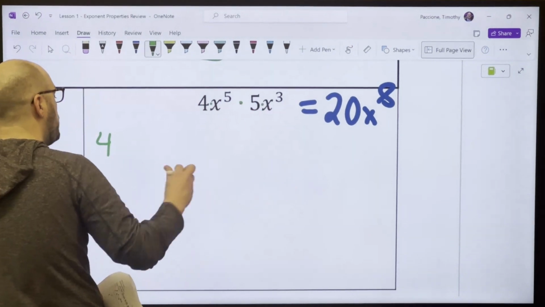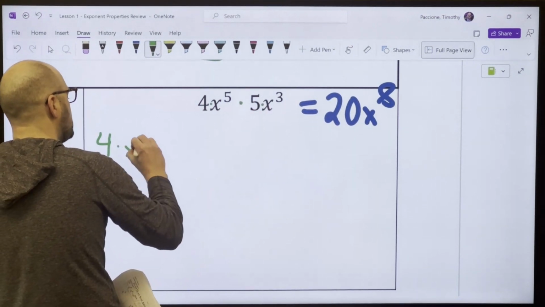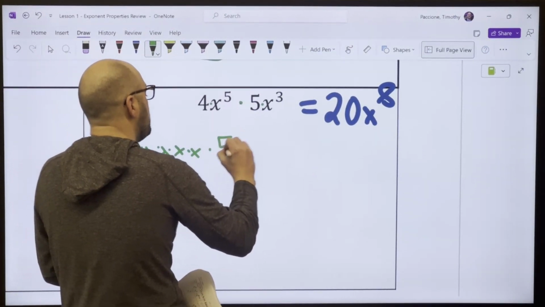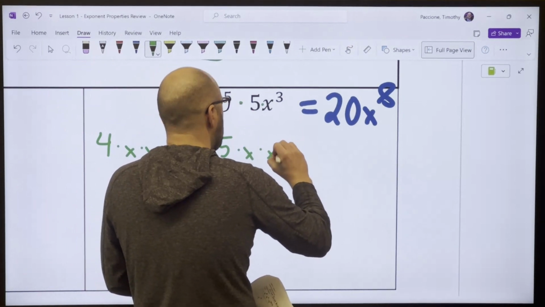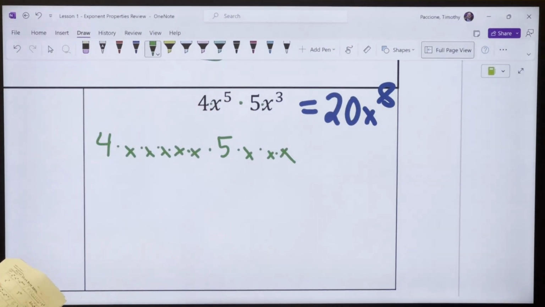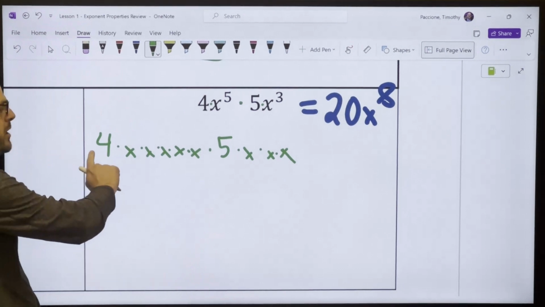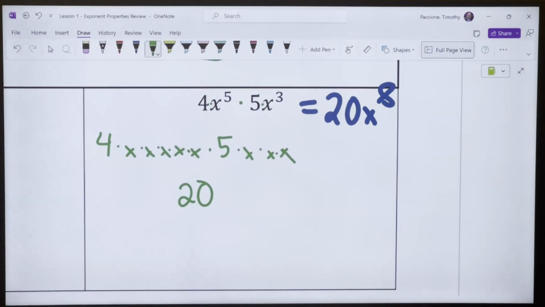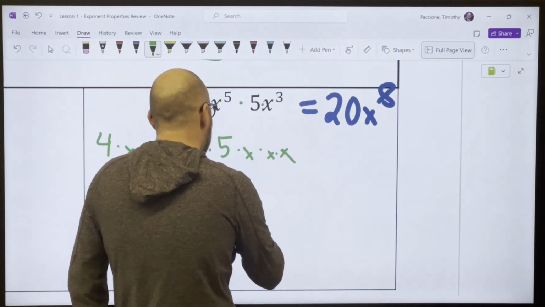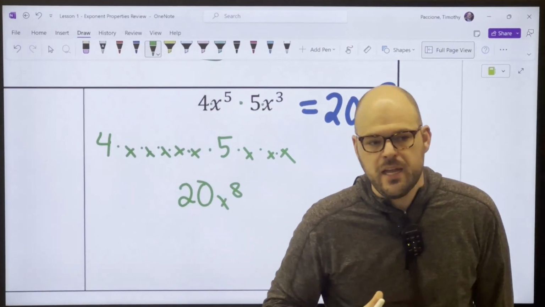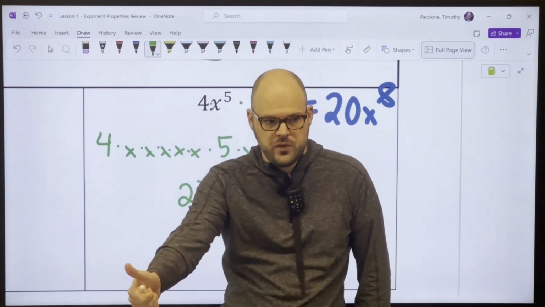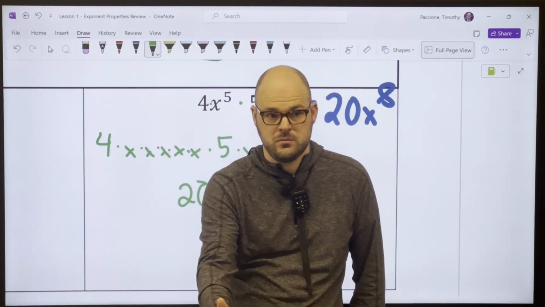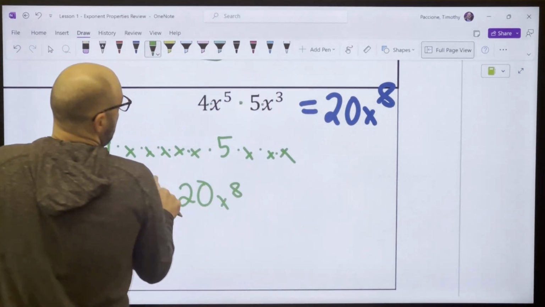So we can expand this whole thing and say 4 times x times x times x times x times x times 5 times x times x times x, right? And then combine the like terms. Everything's multiplying, right? So you multiply what you can. 4 times 5 is 20. How many x's do you have? 8, right? In all of these properties, if you want to write this down, you can. Do not apply the rule to the coefficients. The coefficients are normal numbers. Leave them to do their normal things. Make sense? All right.